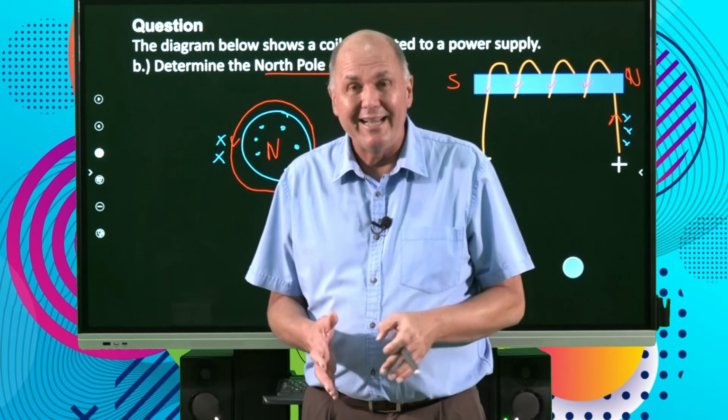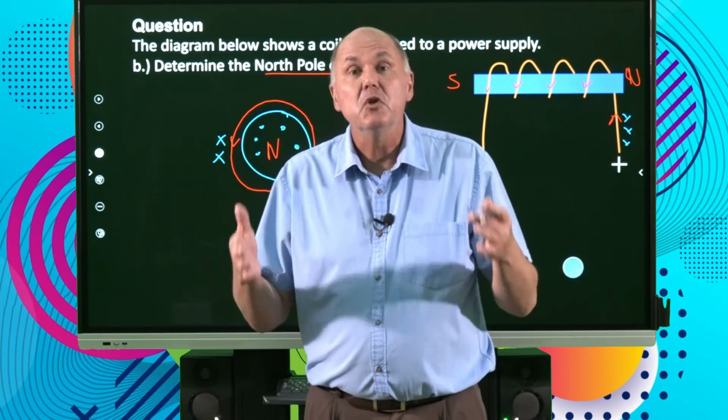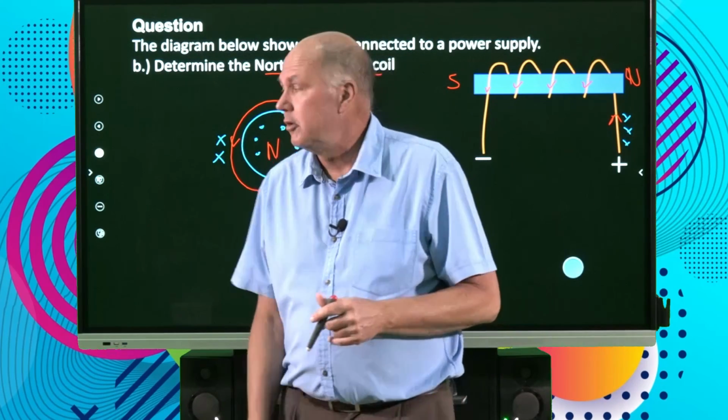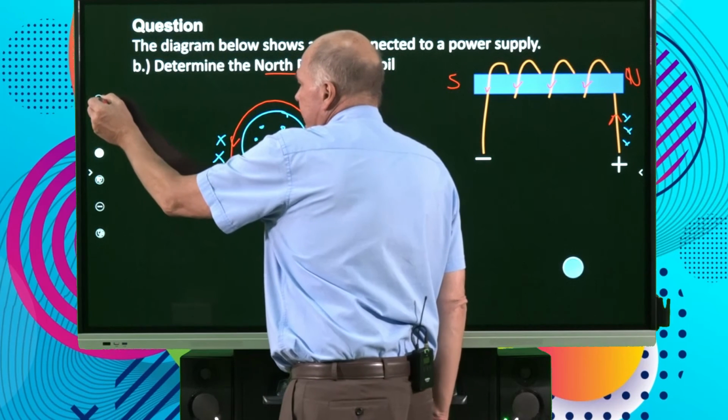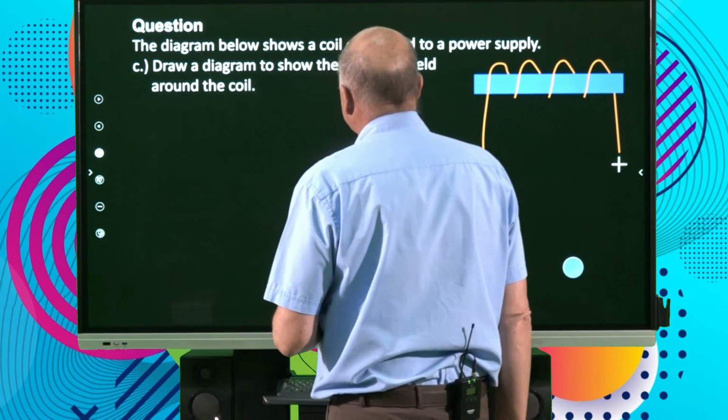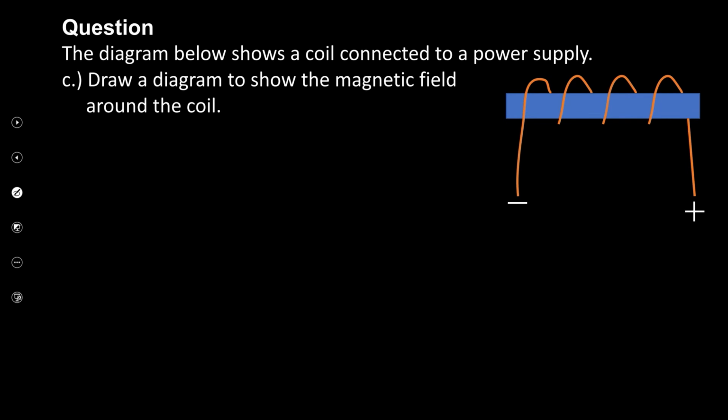Just use the right-hand rule. But of course you need to practice it to make sure that you've got that right. So let's go to the next question. The next question says, draw a diagram to show the magnetic field around the coil.